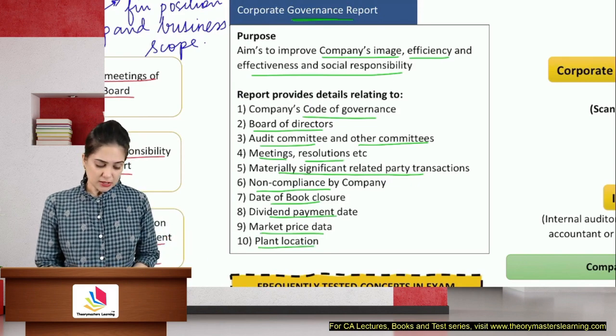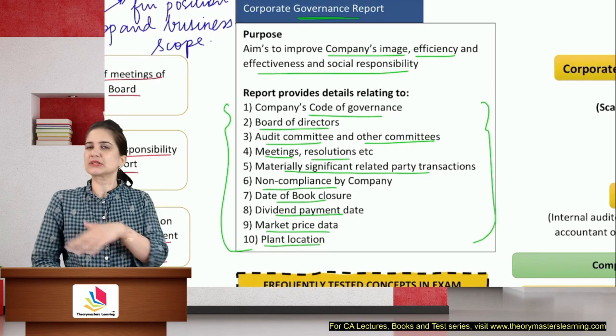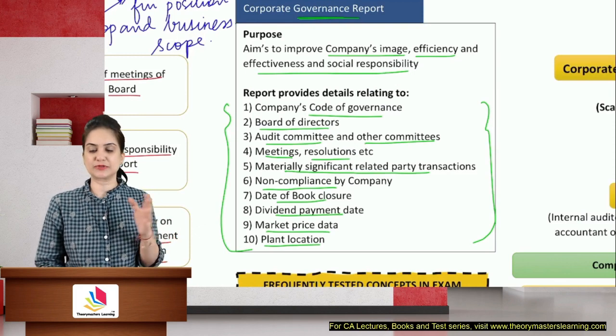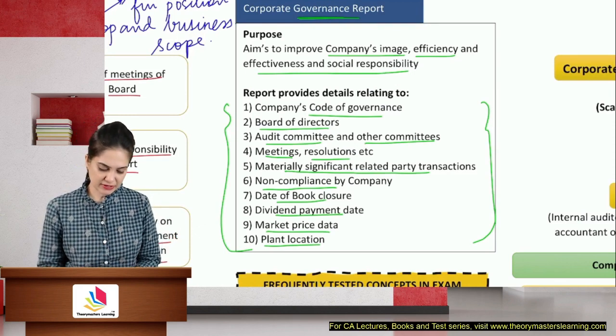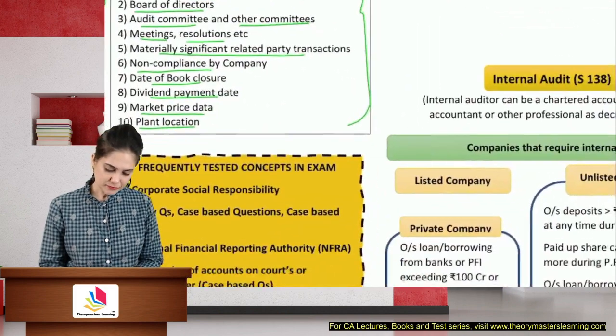Okay, so these are the 10 points which you can remember for exam purposes. Otherwise there is a lot of other data also mentioned in the corporate governance report. Again, this also forms part of the annual report.